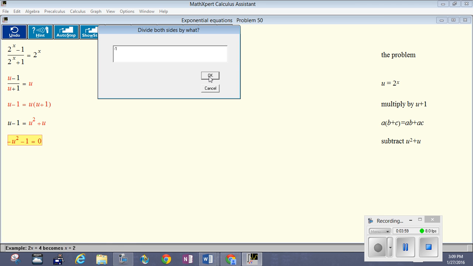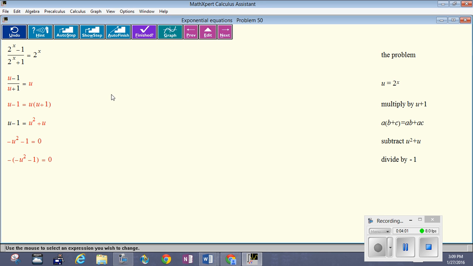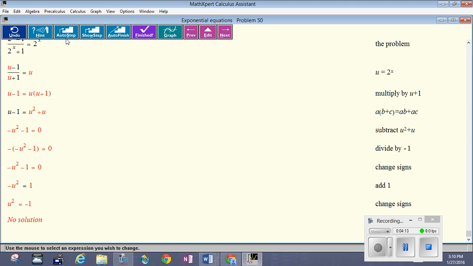Okay, and then let's clean that up. We get u squared equals -1. Of course, at that point, we're going to be asked to take the square root of a negative, which is going to be a no-go. So we're going to have no solution in that.